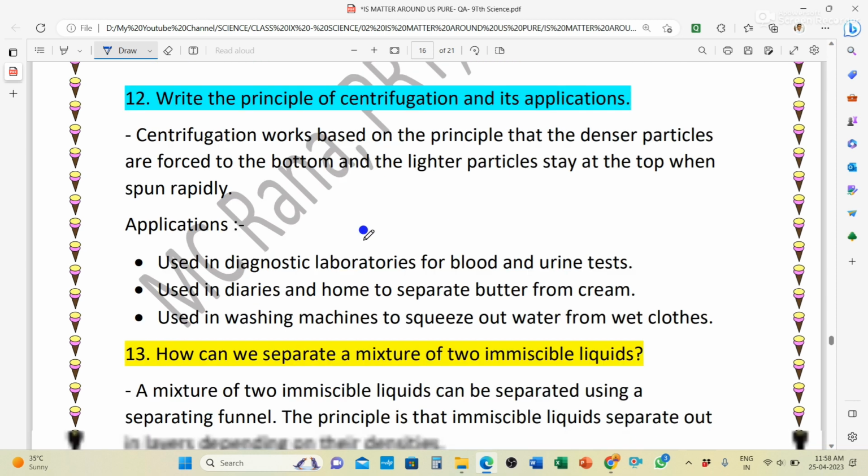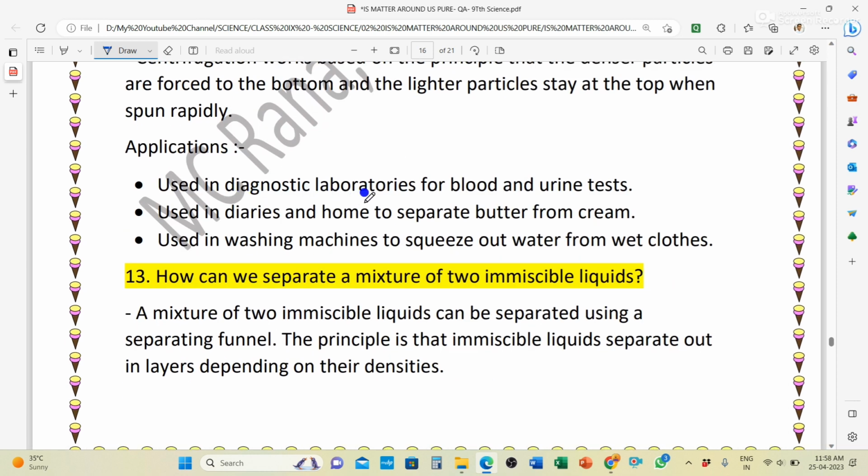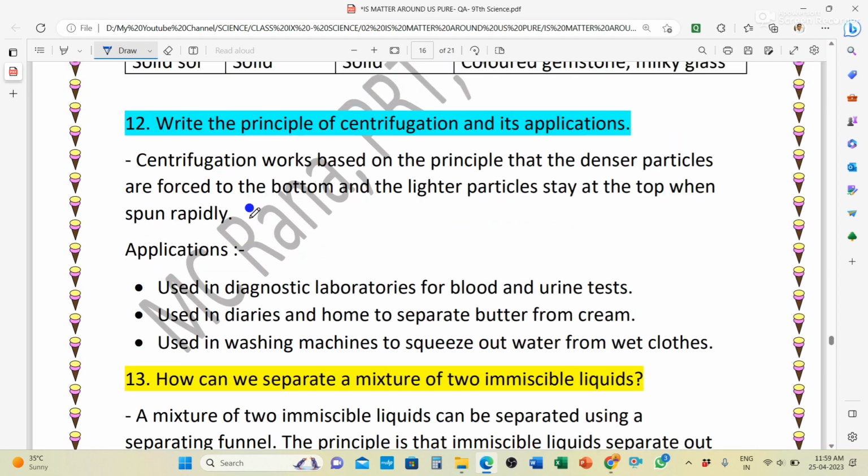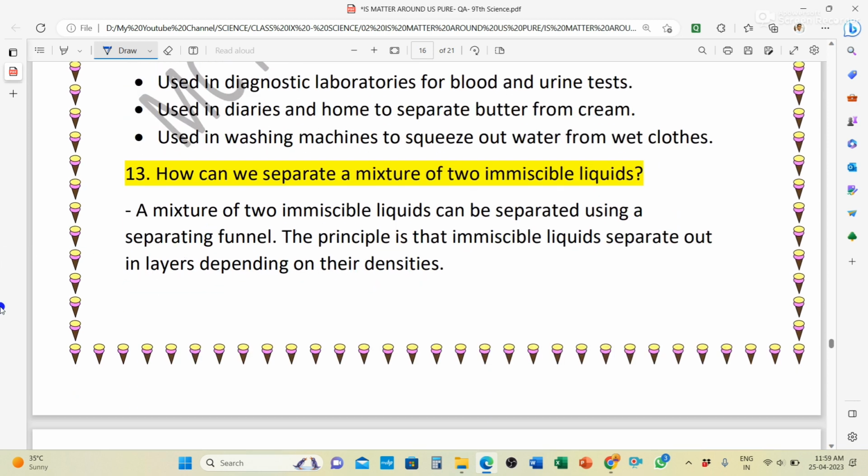So applications: it is used in diagnostic laboratories for blood and urine tests. It is used in dairies and homes to separate butter from cream. It is also used in washing machines to squeeze out water from wet clothes. This is the method of centrifugation. Here, the denser particles are forced to the bottom and lighter particles are moved to the top when you spin rapidly. Then how can we separate a mixture of two immiscible liquids?